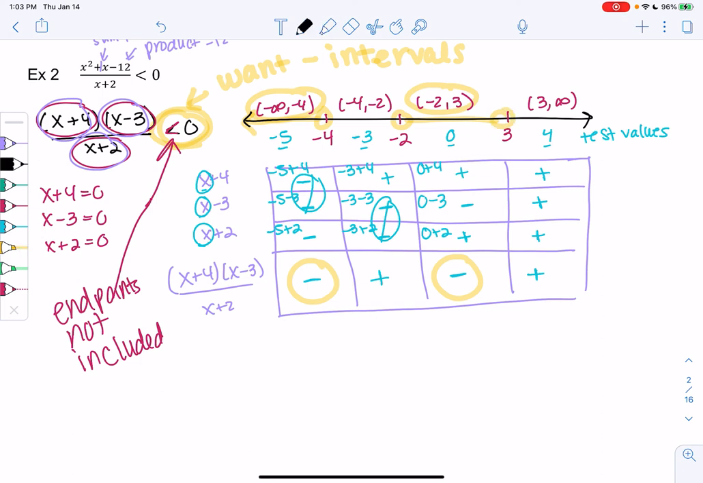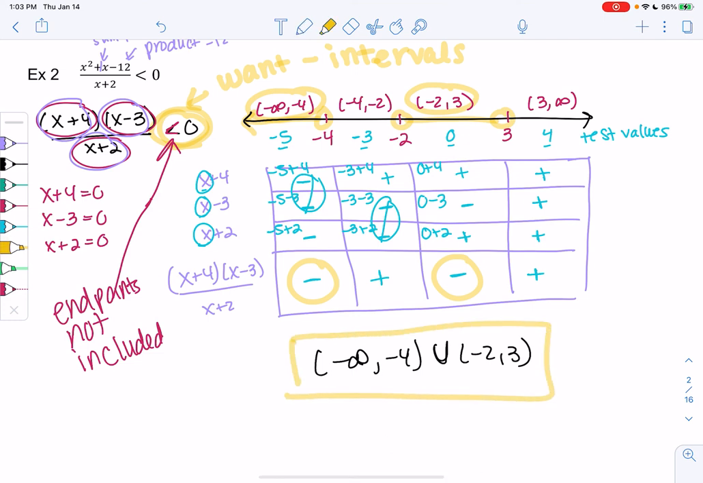So my solution would be negative infinity to negative 4. And then the union symbol is basically saying or in the interval negative 2 to 3. So all of these intervals represent the solution set. So any number within these intervals would be a solution to this messy inequality.